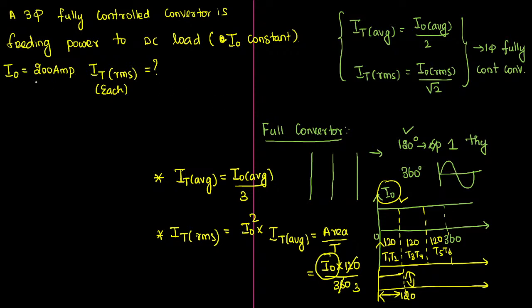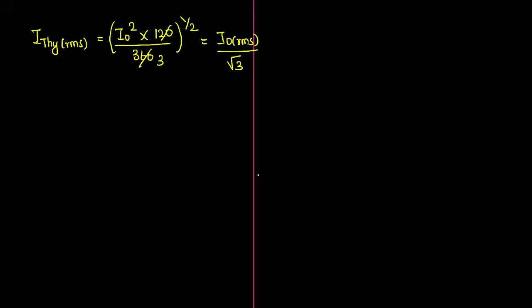Now what is the question? They told output current is given. Thyristor RMS current is what? Question is RMS, so substitute that 200 here. Output current is continuous, so I naught average and I naught RMS are both the same. Don't get confused. Sir, how can you substitute the same value for both average and RMS? Since that current is DC, that too ripple free, all values are the same there. Don't get confused. For DC, RMS and average are all the same value.